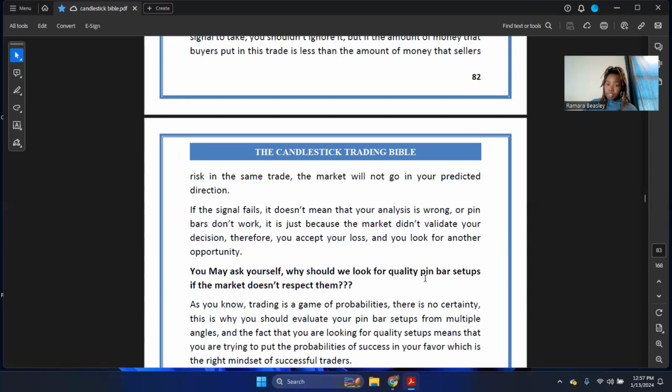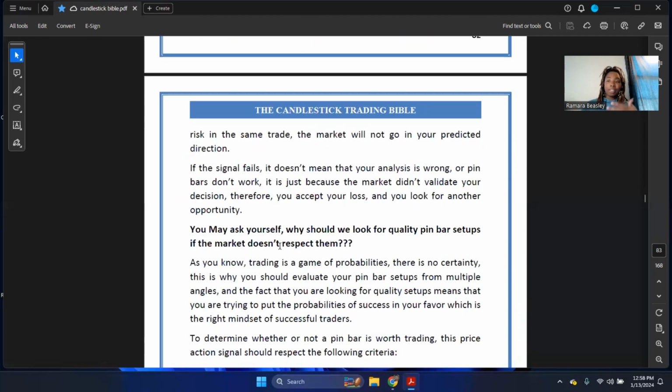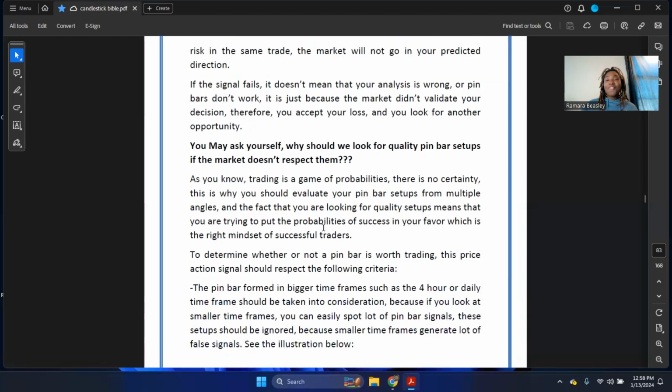If the signal fails, it doesn't mean that your analysis is wrong or pin bars don't work. It is just because the market didn't validate your decision. Therefore, you accept your loss and you look for another opportunity. You may ask yourself, why should we look for quality pin bar setups if the market doesn't respect them?